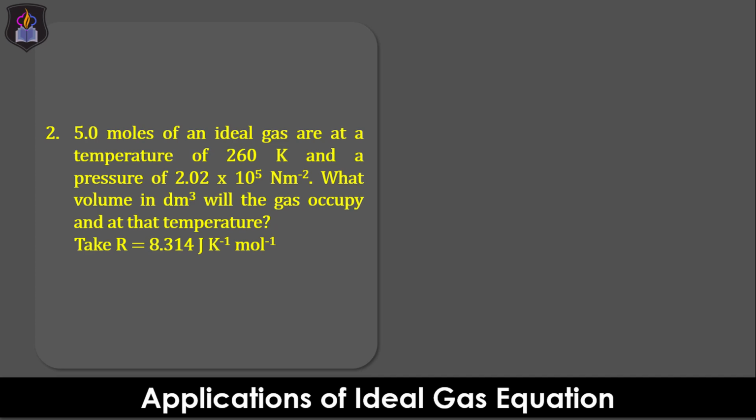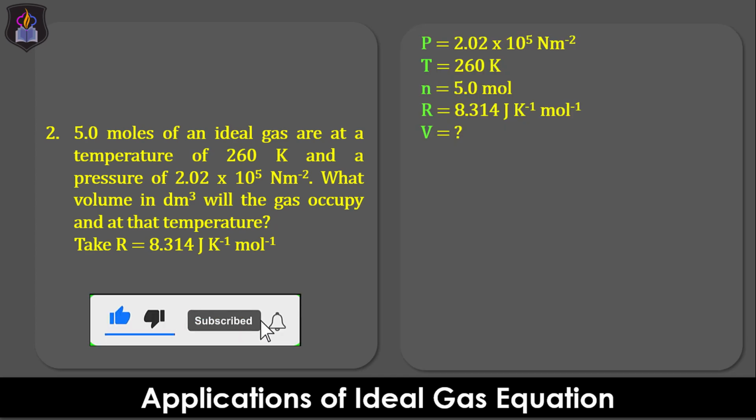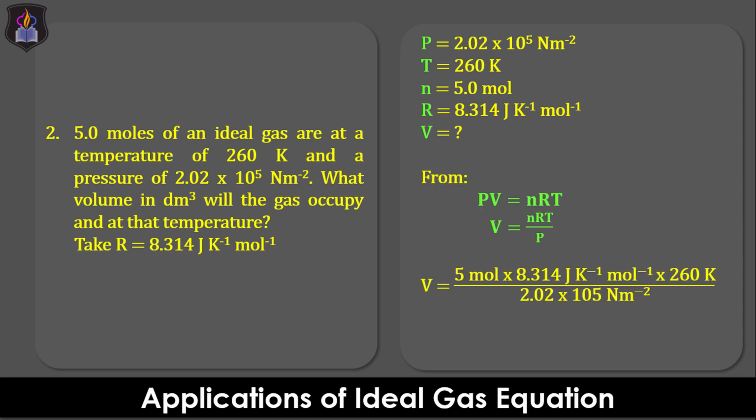Solution. In question 2, we are expected to calculate the volume occupied by the gas, and we are given the pressure, temperature and number of moles as 2.02 × 10^5 Newton per meter squared, 260 Kelvin and 5 moles respectively. Since R is given in joules per Kelvin per mole and the pressure is in Newton per meter squared, then our volume will be in meters cubed. So if you apply the ideal gas equation PV = nRT, make V the subject of formula and evaluate the equation, we will obtain 53.5 dm³ as the volume of the gas.